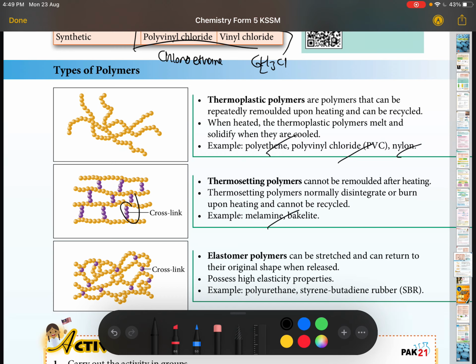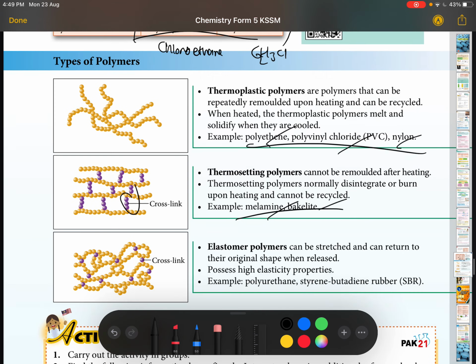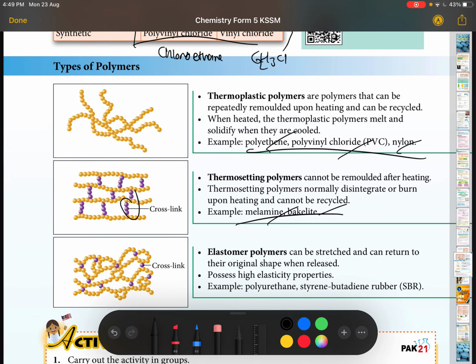The main examples here are melamine and bakelite. So you have to memorize these examples. They come out a lot. So thermoplastics are polyethylene, polyvinyl chloride, PVC, and nylon. Those are the main examples. Thermosetting polymers include those weird names like melamine and bakelite.